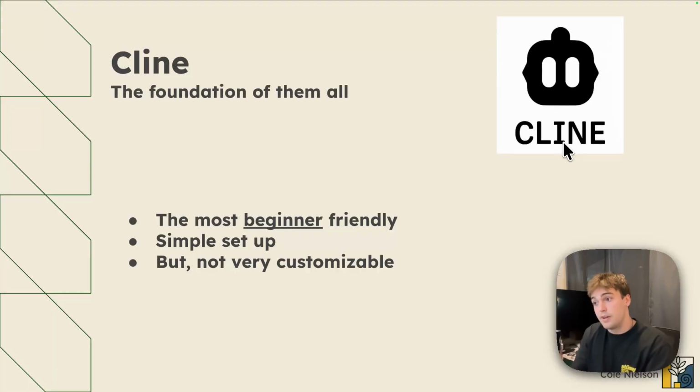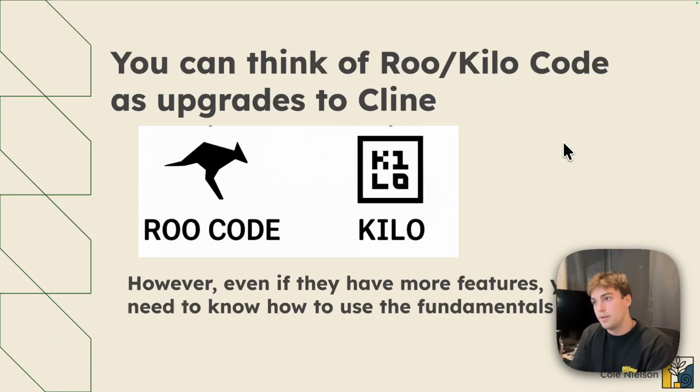So Cline is the foundation model of them all. It's probably the most beginner friendly. It's simple to set up. It just lacks a little bit more customization. So that's kind of where Roo and Kilo Code come in. You can think of Roo and Kilo Code as just upgrades to Cline. However, even if they have more features, you should still understand the basics and fundamentals of Cline, because the more features and fancy things that go along with these two don't really mean anything if you don't understand how to use the basics of Cline.